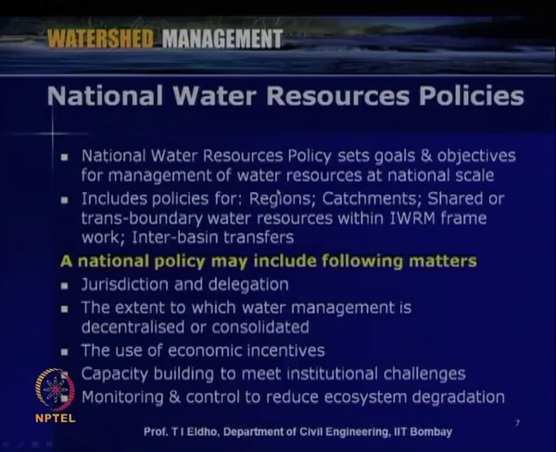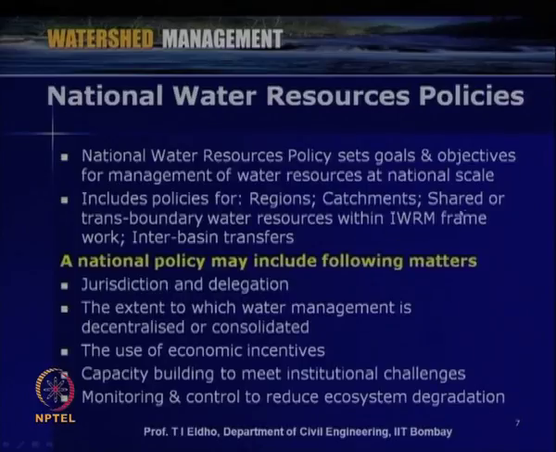If you go through most of the country level water policies, most of the nations have their own type of policies, suited for various requirements of the people. National water resource policies play a major role in the implementation of either watershed schemes or water development schemes, and also in agricultural aspects. National water resource policy sets goals and objectives for management of water resources at national scale. And these policies include specific regions, like drought prone areas or humid regions, as per the requirement.